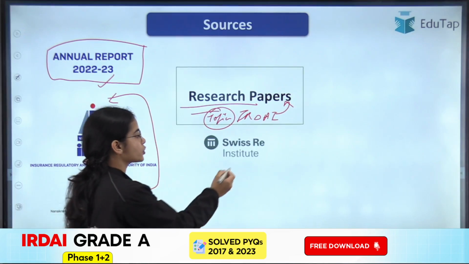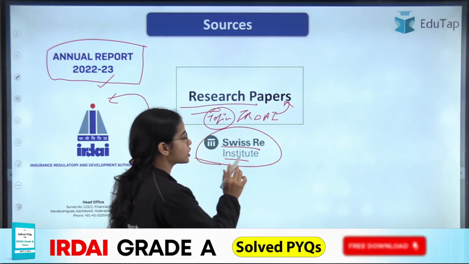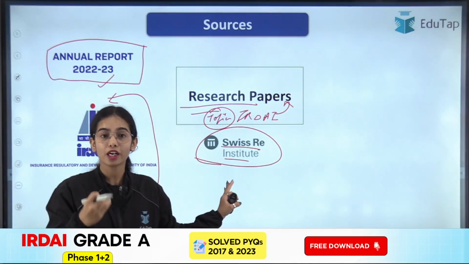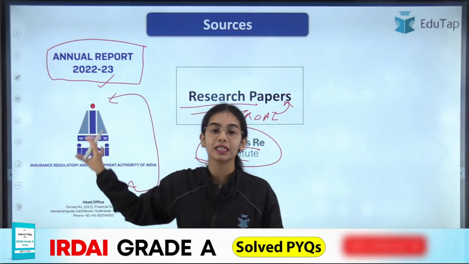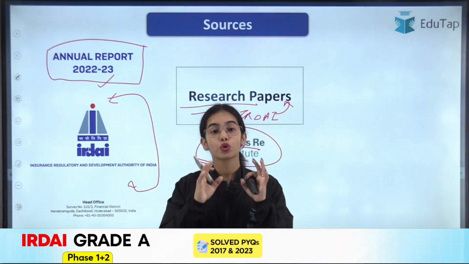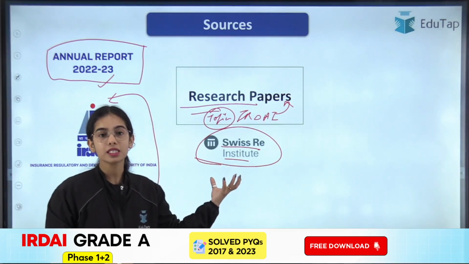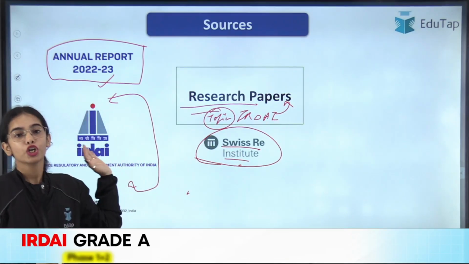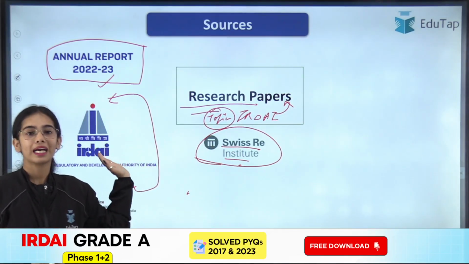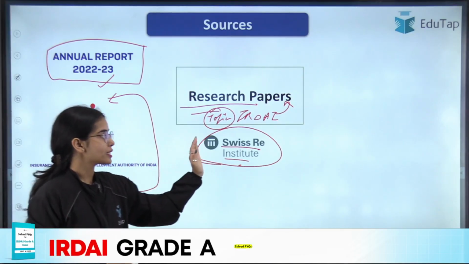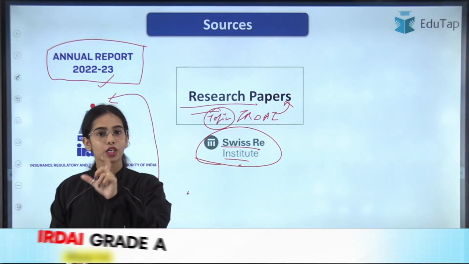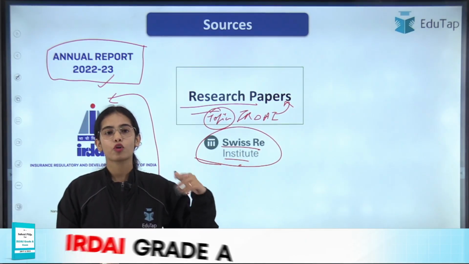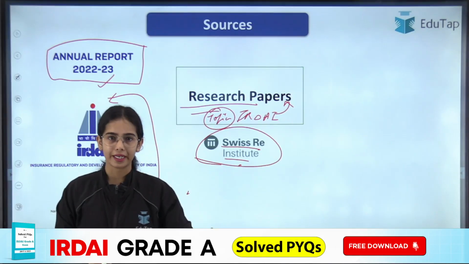Other than that, there is the Swiss Re Institute, and it releases the Swiss Re Sigma reports, and the data from those reports has been used even in the IRDAI annual report. So you can understand how important or relevant this report is, because its data has been used in the IRDAI annual report by the organization itself. The Swiss Re Institute has released the Swiss Re Sigma reports for 2024 also, so you can use those reports for your data collection and for your value addition.